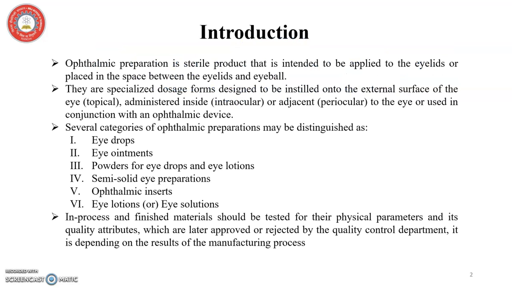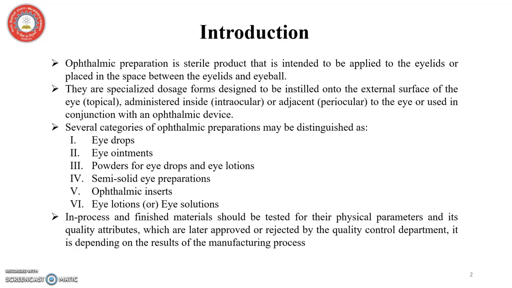So coming to the introduction portion, an ophthalmic preparation is a sterile product that is intended to be applied to the eyelids or placed in the space between the eyelids and the eyeball. They are specialized dosage forms designed to be instilled on the external surface of the eye, like the topical route, intraocular route and periocular route.